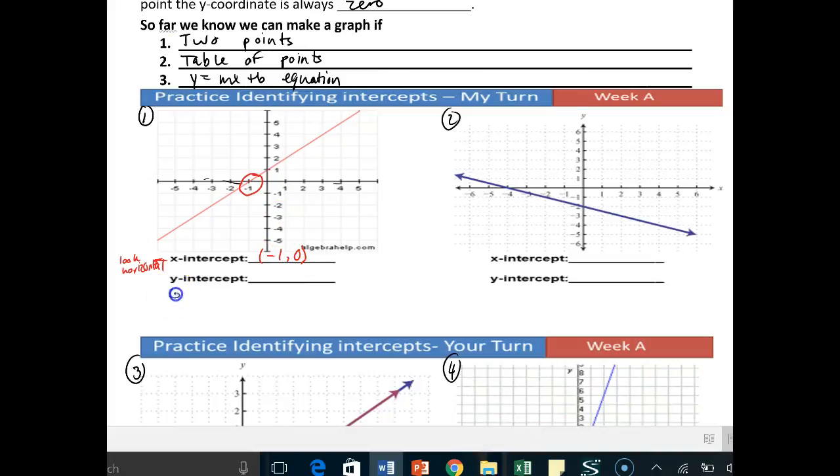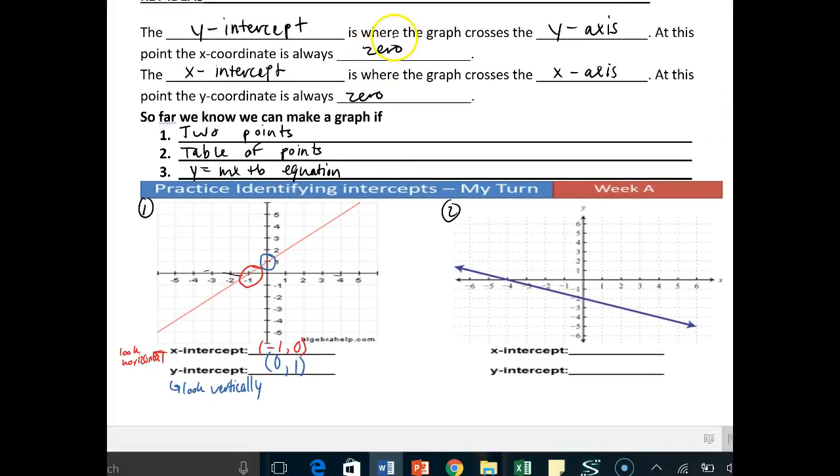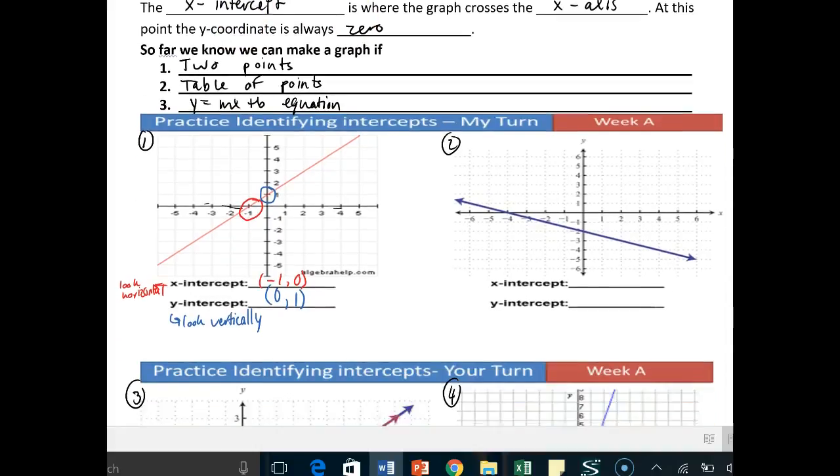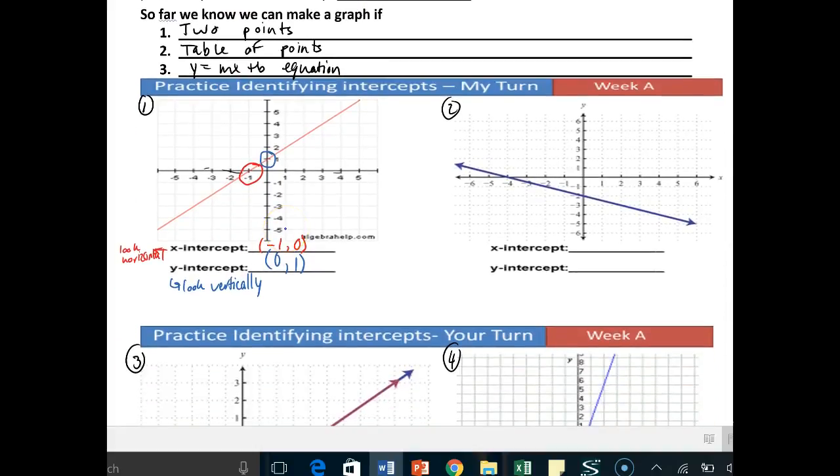For the y-intercept, you're going to look vertically. So where does the graph cross the y-axis? So go down, go down, go down, up. It's right there. So the y-intercept, think carefully, you have to move left to right first. So I don't move left to right at all. It's 0, 1. Also, if you remember, for the x-intercept, the y value will always be 0, and for the y-intercept, the x value will always be 0, right? That's exactly what we set up here.